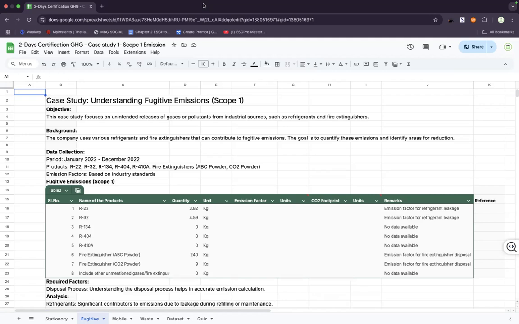Now, these are unintended releases of gases or pollutants from your refrigerant or fire extinguisher. The whole data I have taken is for that year only, January 2022 to December 2022, complete one year of data. This is for fugitive emission. Where are they coming from? They are coming from two sources: refrigerants in air conditioners and fire extinguishers.